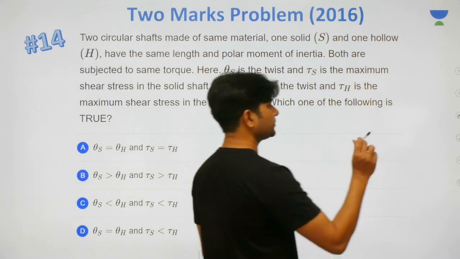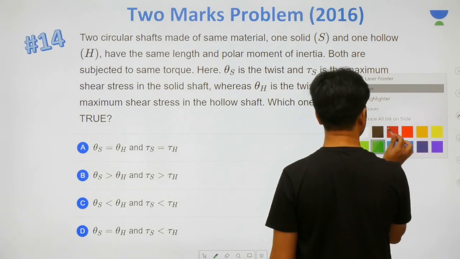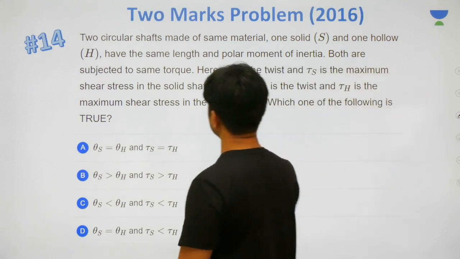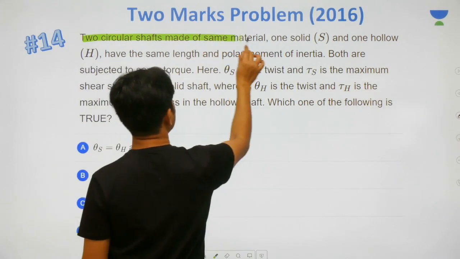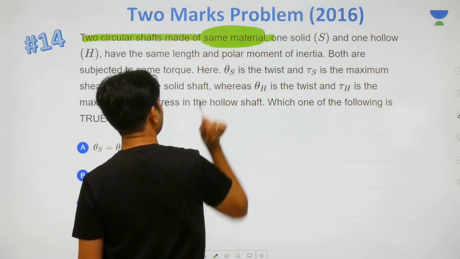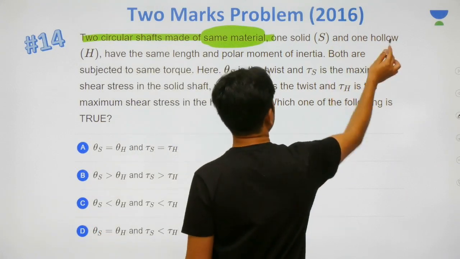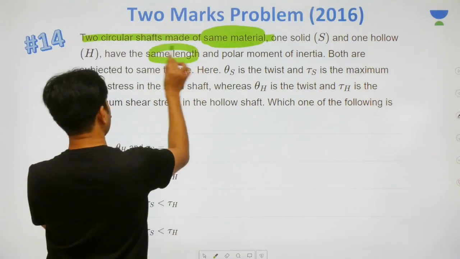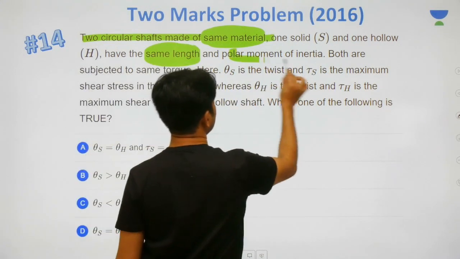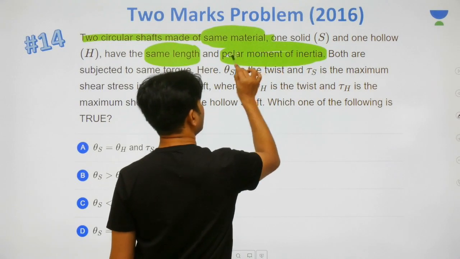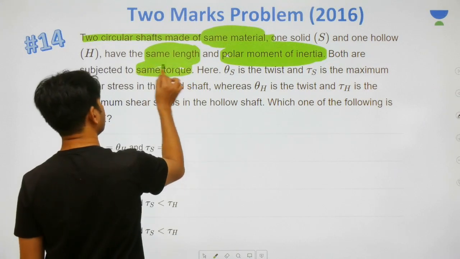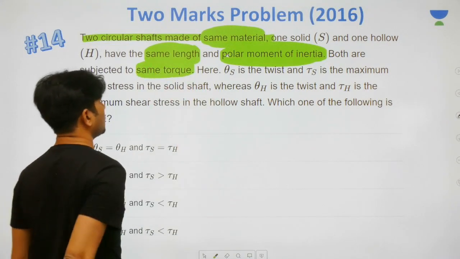This 2 marks problem is a comparison problem between a solid shaft and a hollow shaft. So between a solid shaft and a hollow shaft, we have two circular shafts, same material. This is one main thing. Same material means what? G will be same. One is solid, one is hollow, and they have the same length. This is another important information. And they have the same polar moment of inertia. And they are subjected to the same torque also.